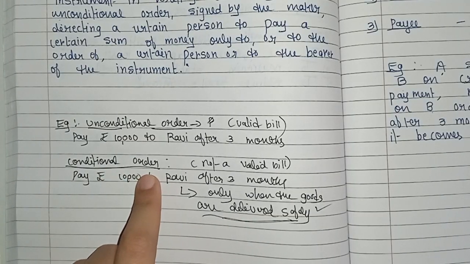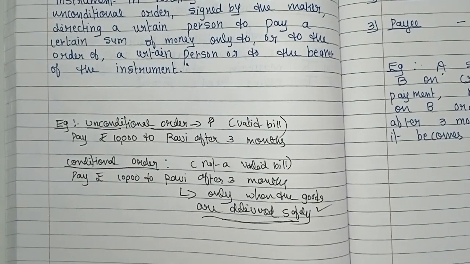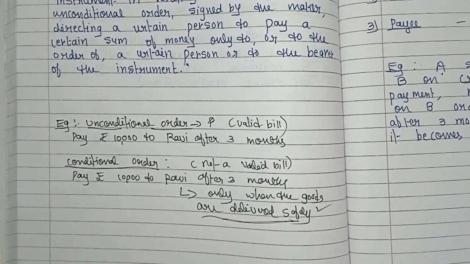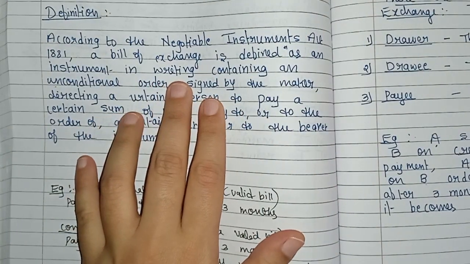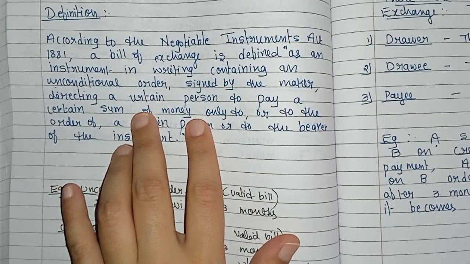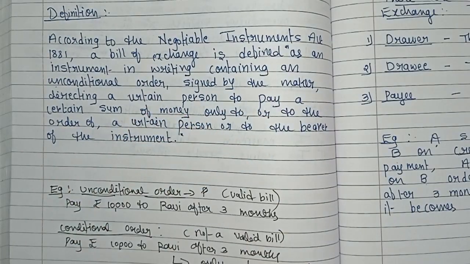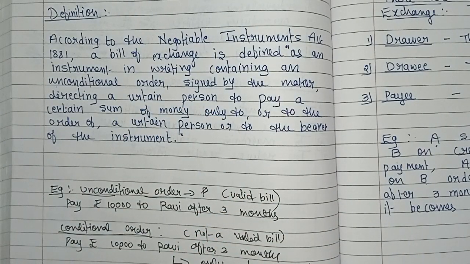Why? Because your payment depends on something happening in the future. So it is not a valid bill of exchange. So our bill of exchange should always be an unconditional order. Clear? I hope this is clear to you all. Now see, a bill of exchange is an instrument in writing, containing an unconditional order, which means the order to make the payment is unconditional.